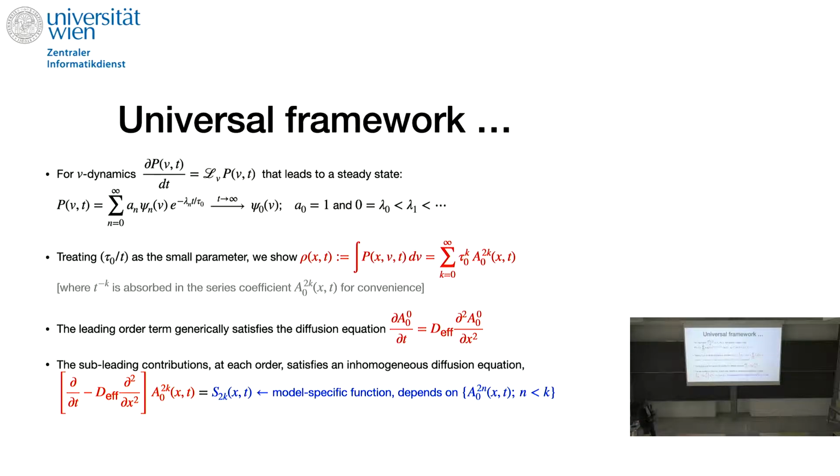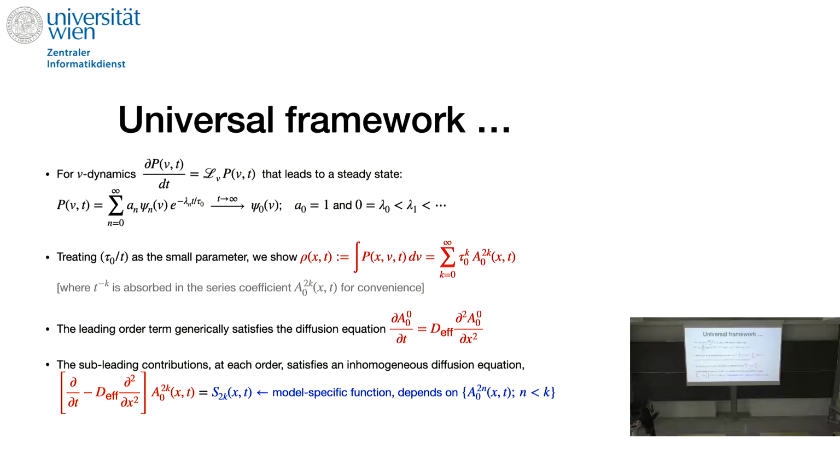Where if the V dynamics leads to a steady state, like for example, in this case, the theta dynamics and sigma dynamics have a steady state because theta goes between 0 to 2 pi, or sigma flips between plus and minus. So if it is a steady state, you can expand P of Vt in this eigenbasis, and then this is your steady state for V.